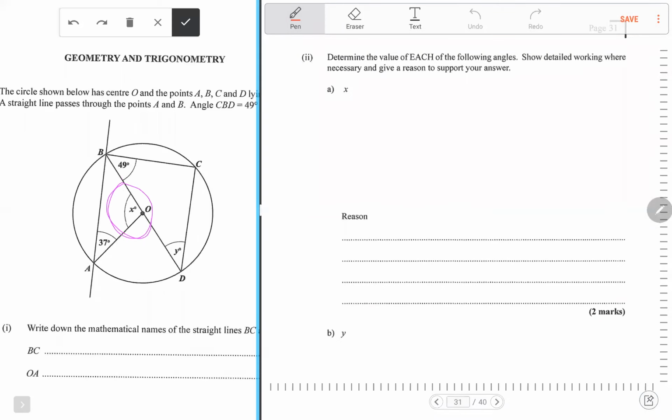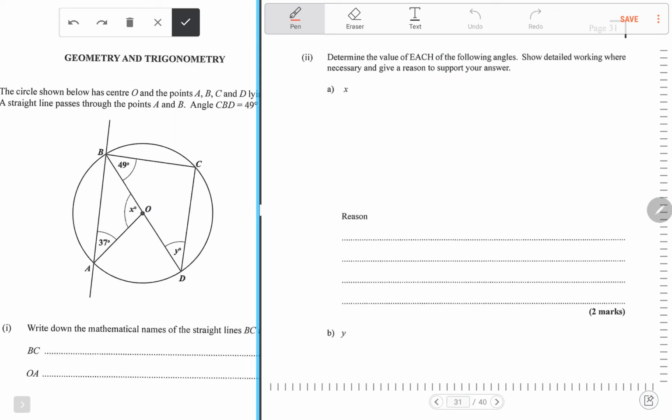Right? X, that's the angle at the center. Now that angle is an angle in the isosceles triangle. We said that this is an isosceles triangle, right? Because this side and this side are equal. And therefore this angle is 37, so this angle also is 37. Alright, that's the premise on which we'll find that angle.